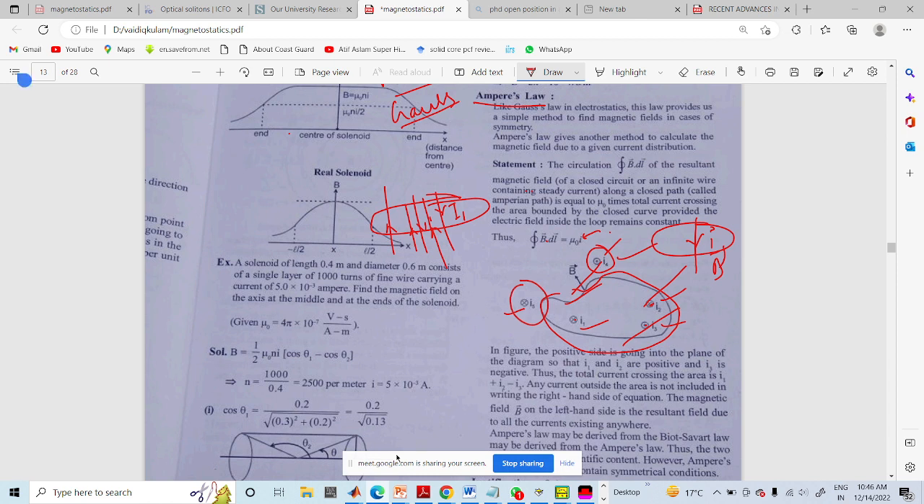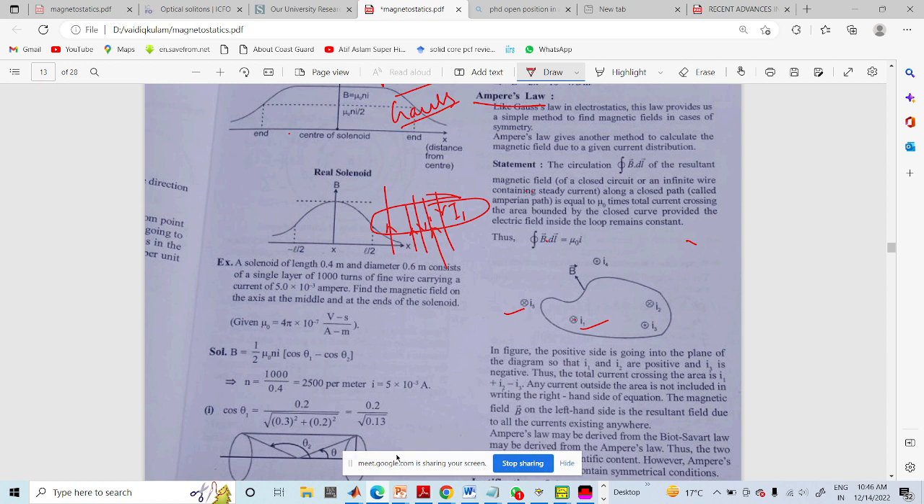because they are outside of the boundary. Whatever number of wires contain current inside the boundary, that will be considered in this section. We will not consider those currents which are outside of the boundary. So that is the simple way to understand this theory, that you have to integrate this.